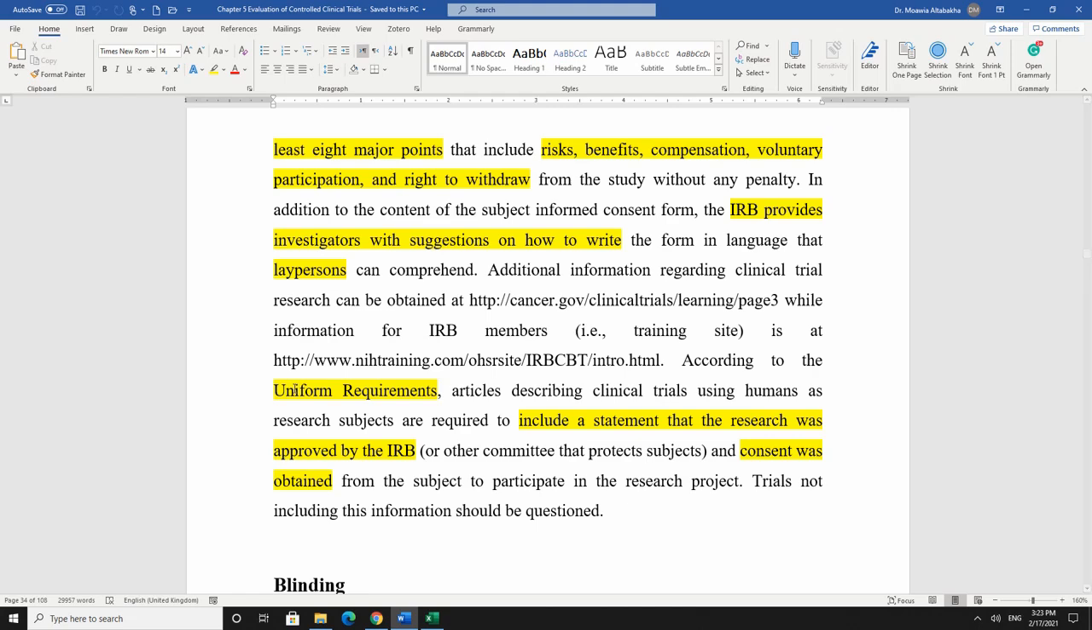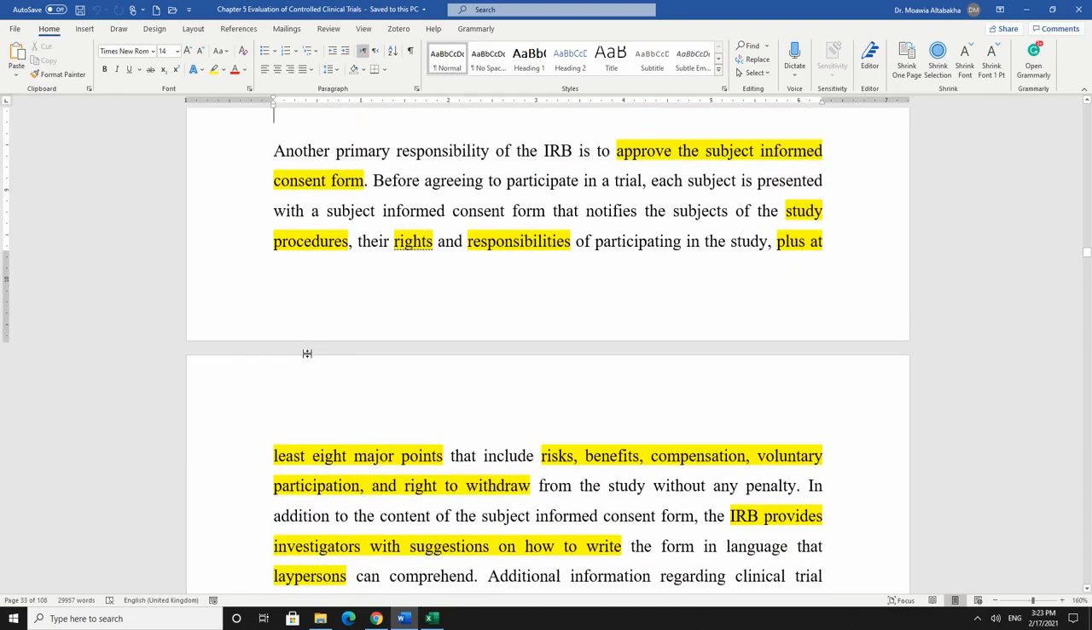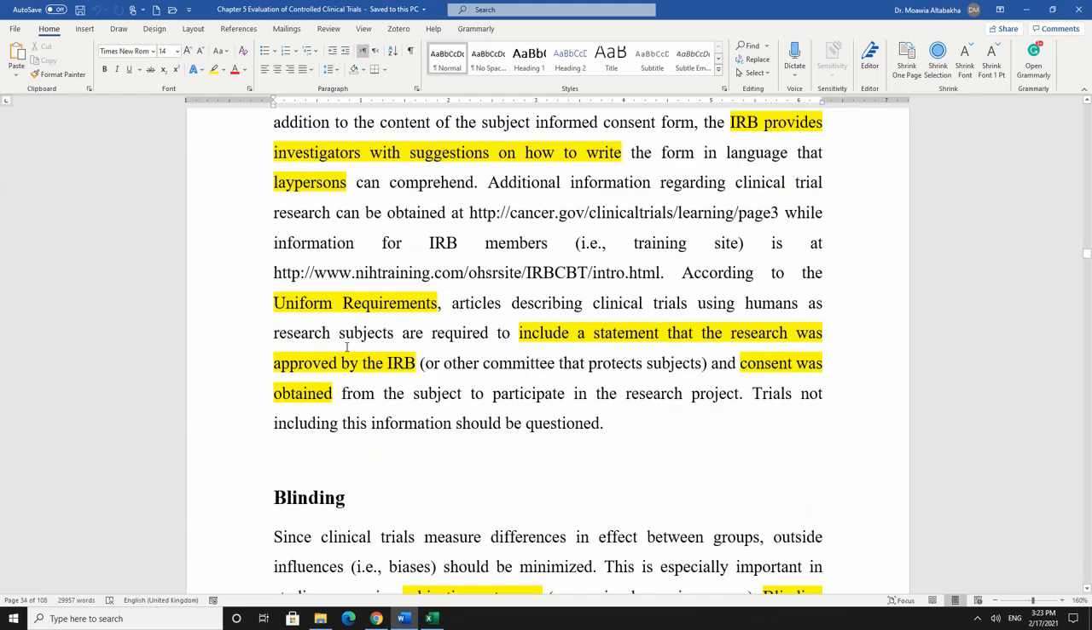And what are the functions of IRB? Approve clinical trial, approve patient informed consent, help in writing subject informed consent. Okay.